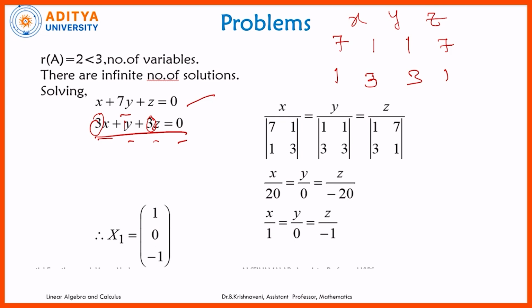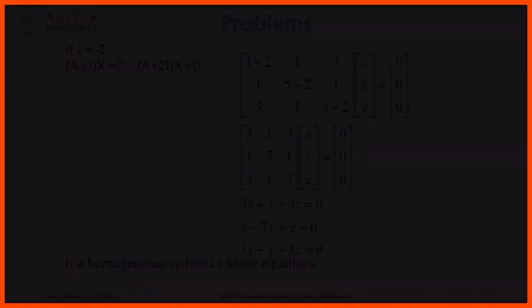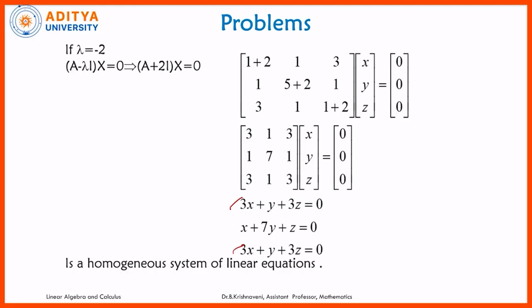Now, you can write this as x by det of 7 1 1 3 is equal to y by det of 1 1 3 3 is equal to z by det of 1 7 3 1. Which gives x by 20, y by 0, z by minus 20. In simple terms, we can write it as x by 1 is equal to y by 0 is equal to z by minus 1. And this gives the eigenvector x1 is equal to (1, 0, 1), corresponding to the first eigenvalue, lambda is equal to minus 2.